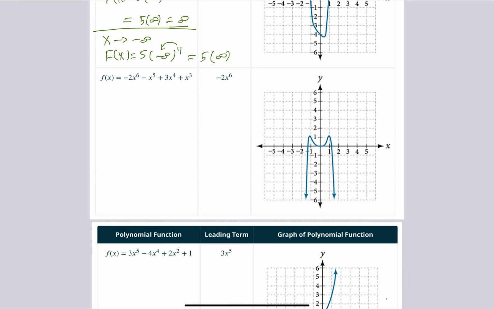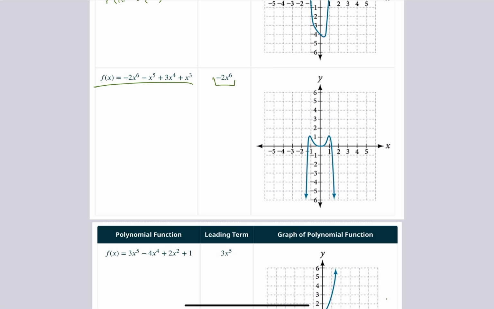Now let's have a look at the second graph. We have the following function. You take the leading term. So we have f of x equals negative 2x to the power of 6. You plug in x tends to negative infinity if you want as the first end behavior. You have negative 2 times negative infinity to the power of 6. You keep negative 2 as it is.